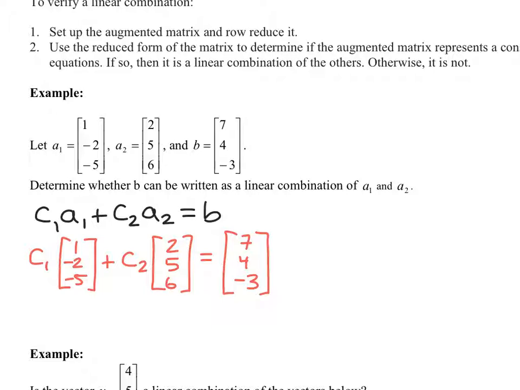So I would get c sub 1 plus 2c sub 2 equals 7. That's kind of like x plus 2y equals 7. Then I would get negative 2c sub 1 plus 5c sub 2 equals 4. That's kind of like negative 2x plus 5y equals 4, and so on. I get a third equation. Think about what we've done when we had a system of equations. We stripped it down to the coefficients, we row reduced, and then we came up with a solution once we got it into reduced row echelon form.